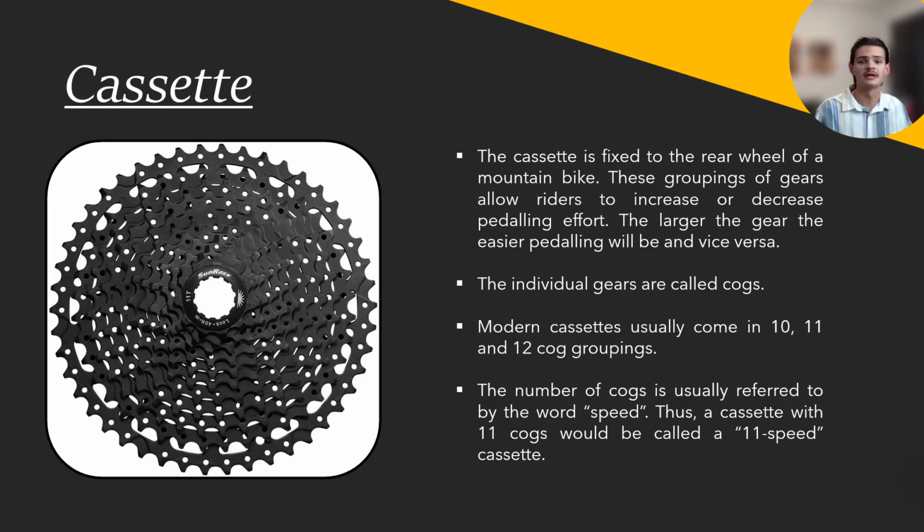The cassette. The cassette is fixed at the rear wheel of the mountain bike. These groupings of gears allow riders to increase or decrease pedaling effort. The larger the gear, the easier the pedaling, and vice versa. The individual gears are called cogs.